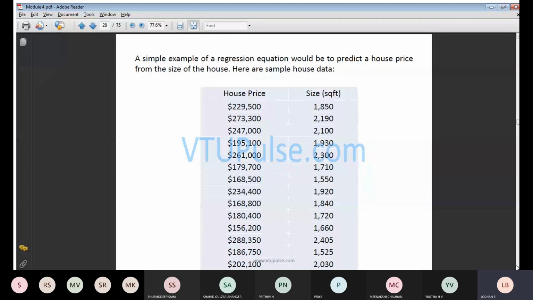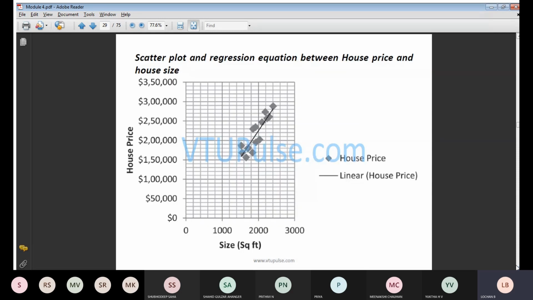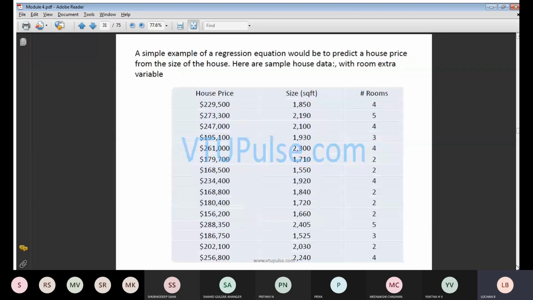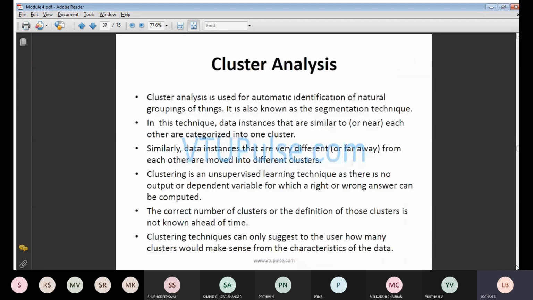Here are some values taken with respect to house price. What is the measurement you are going to get? Square feet, all those things. If the square feet is more, then automatically the house price will also increase. So this is an example they have taken.